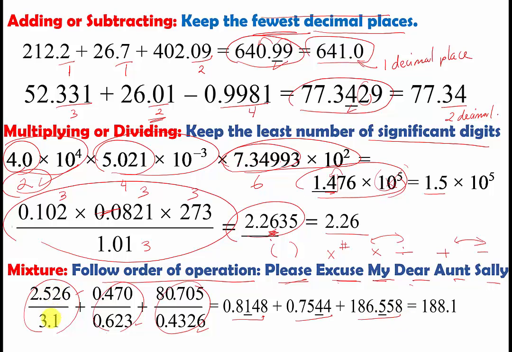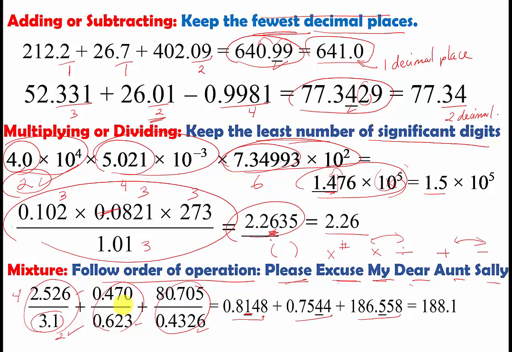Because we are doing division, we are keeping the least digit number right here. So in this case, the least digit number is 2, and this one is 4, so we have to keep 2 digits. That's why you keep it right here. You round it right there.